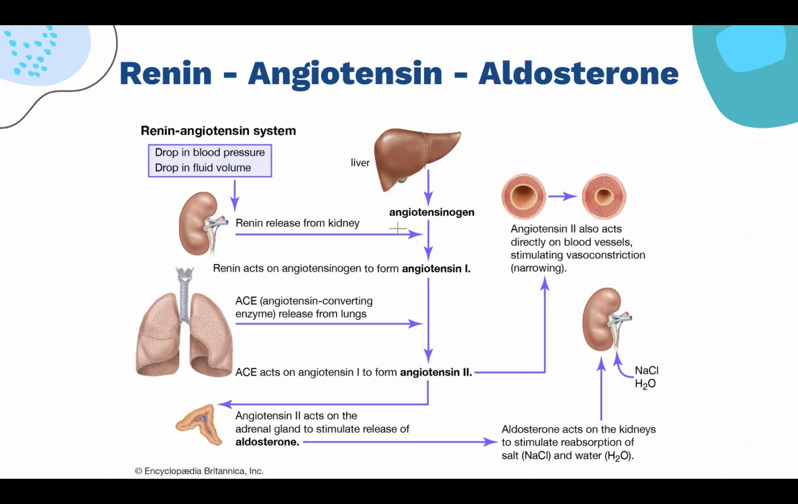Renin will activate angiotensin secreted by the liver to make angiotensin 1. ACE, angiotensin converting enzyme, will interact with angiotensin 1 to make angiotensin 2. Angiotensin 2 will either cause vasoconstriction directly or travel to the adrenal gland to produce more aldosterone, which will cause sodium and water reabsorption in the bloodstream.